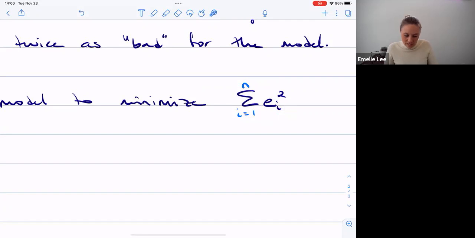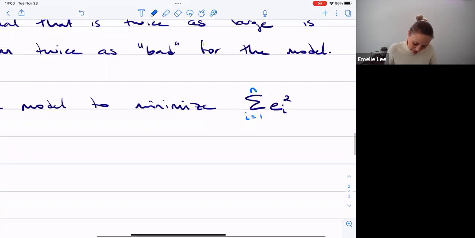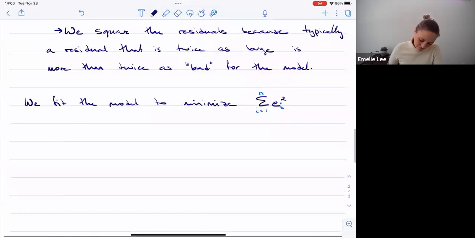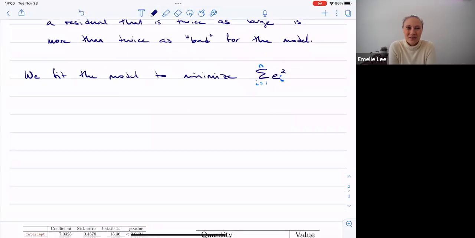Sometimes I even get lazy and I don't even have that i there. That's bad. Should probably have that i to show that it changes over all the residuals. But here it's obvious because there's only one term here that could change. Okay, so for the summation, I know that's bad, but that's what happens when you do a lot of summation work. Okay, so we fit the model to minimize the sum of the residuals squared.